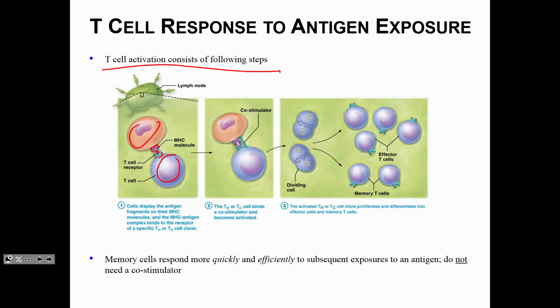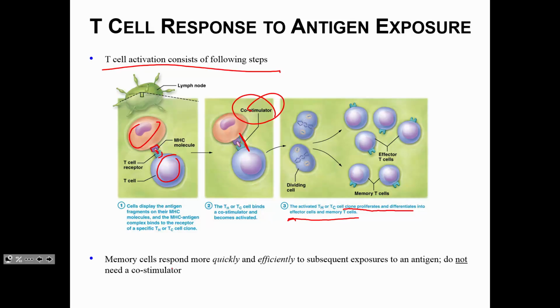The antigen binding site binds to that receptor, either for a helper or a cytotoxic T cell, depending on what type of MHC molecule it was. And then you have this thing called a co-stimulator. See this deal right here? This is a co-stimulator. The helper or the cytotoxic T cell binds to the co-stimulator, and then it becomes activated. Then the activated T cell clone proliferates and differentiates into either effector cells or memory T cells.